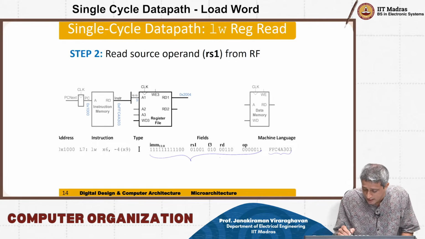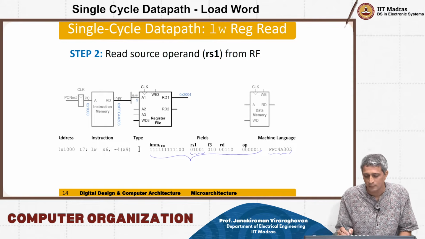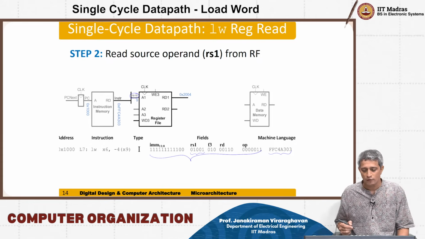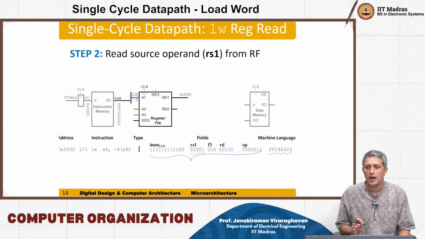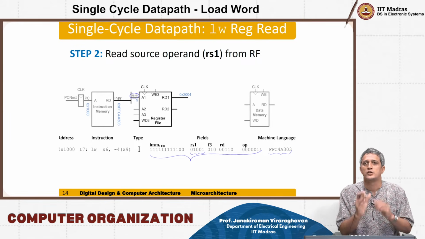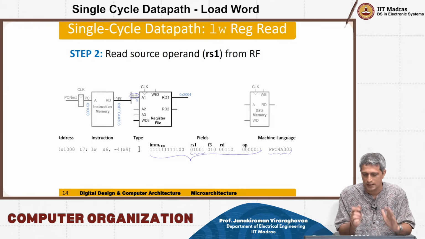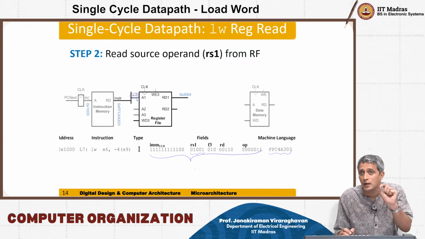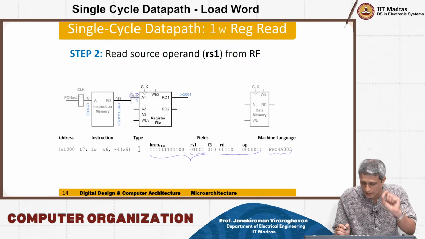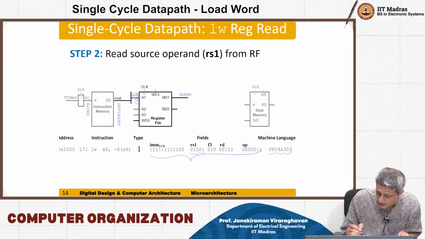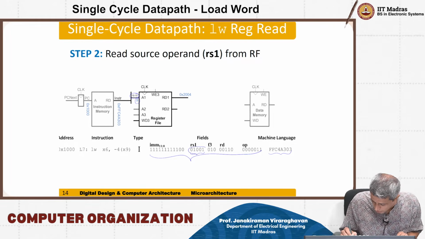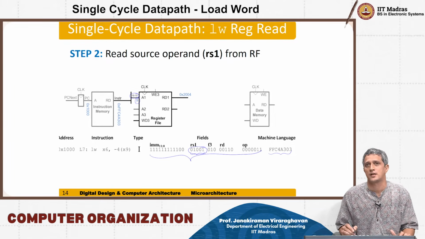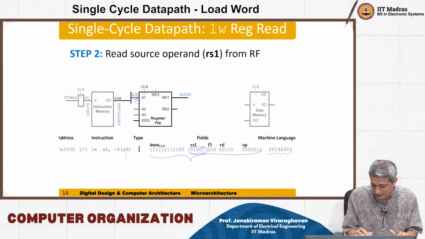Where is RS1? It is sitting here, and that's why fields 15 to 19 are going to represent the source register RS1, and that's why you see that number here being given to A1 of your register file. Okay, that's why the data that is coming out is 9, which corresponds to this 01001. That's the data that is coming out. We are dealing with register X9 here.